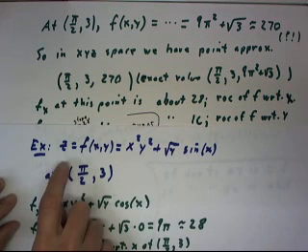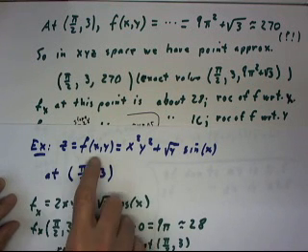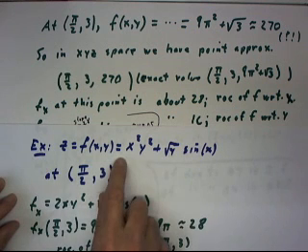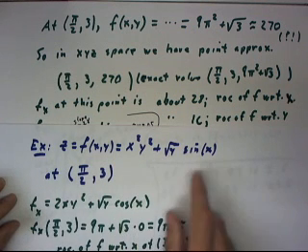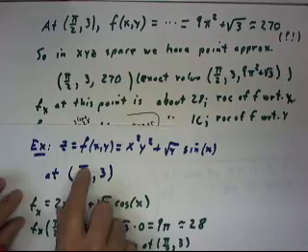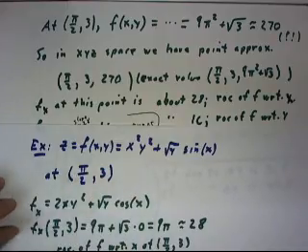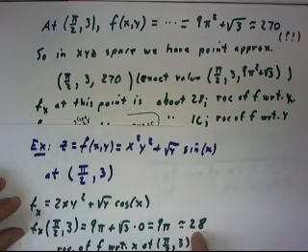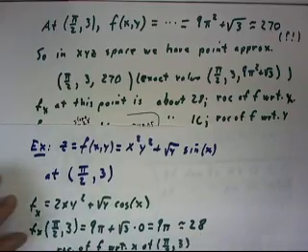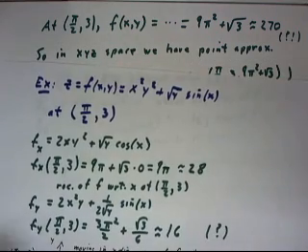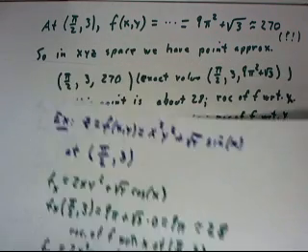Working numerically, we've seen that the function c equals x squared y squared plus square root of y sine x, in the vicinity of the point pi over 2, 3, changes at a rate of approximately 28 units for every unit change in the x value, and approximately 16 units for every unit of change in the y value.